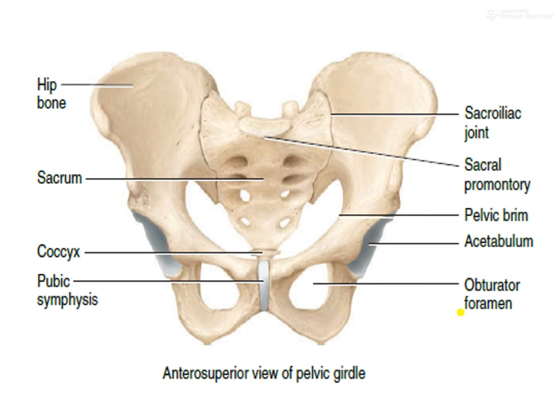Pelvic girdle. The pelvic girdle contains the hip bone. These are the pubic symphysis. These are the coccyx, sacrum, sacroiliac joint, sacral promontory, pelvic brim, acetabulum.